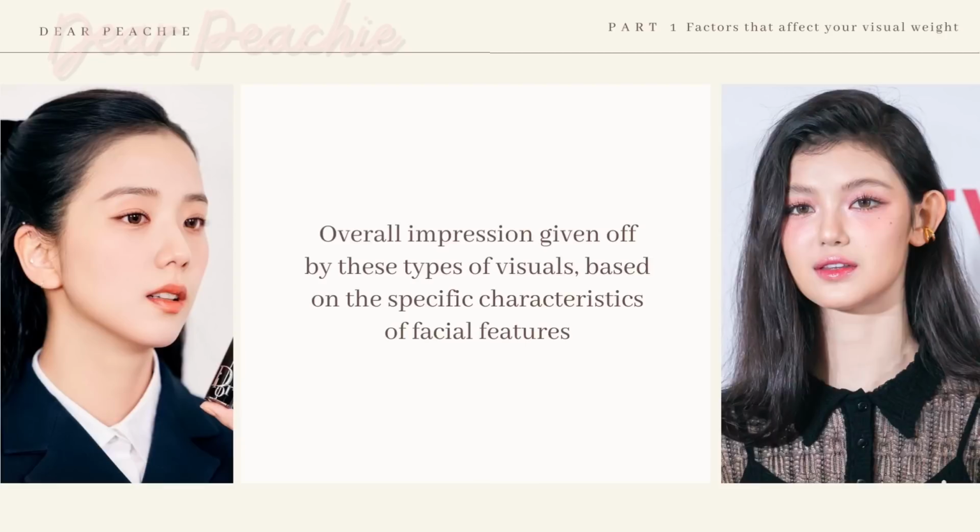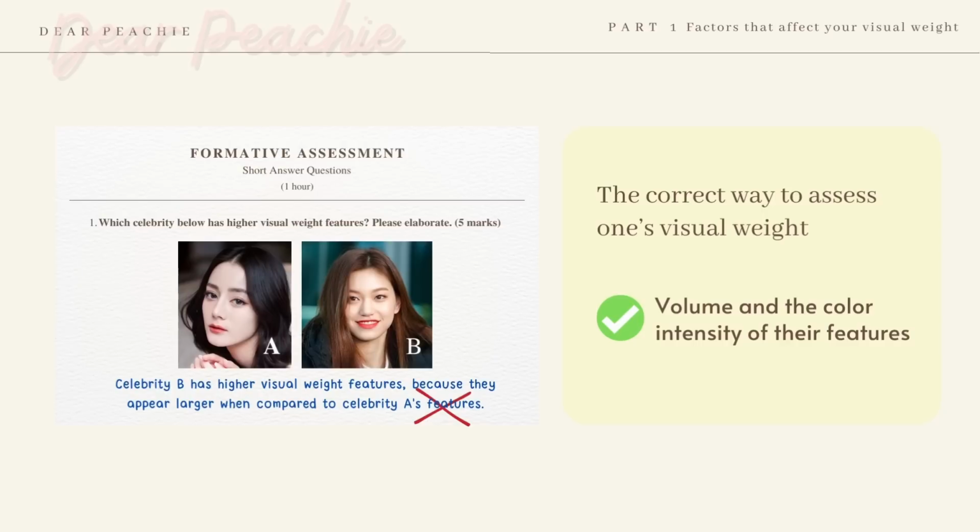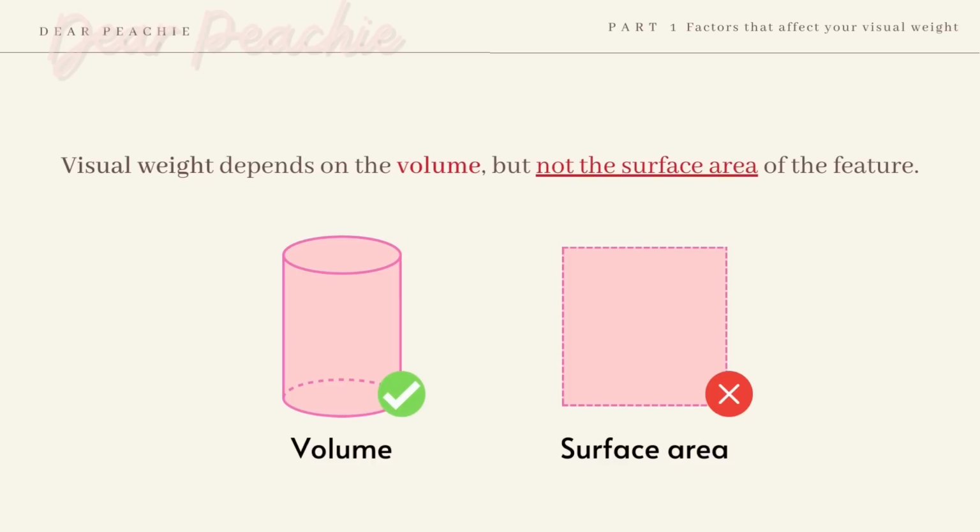This concept refers to the overall impression given off by these types of visuals, based on the specific characteristics of facial features. In the beginning of our video, remember we asked if there is anyone who assumes bigger features equals having higher visual weight. The correct way to assess one's visual weight is to observe the volume and the color intensity of their features. Visual weight depends on the volume, but not the surface area of the feature. We know it sounds a lot like elementary maths class here, but we promise we will explain further.